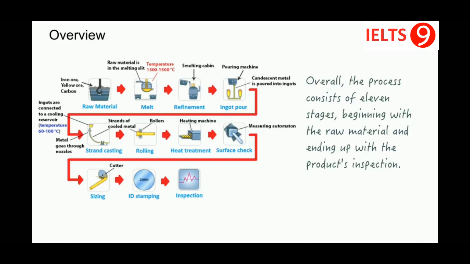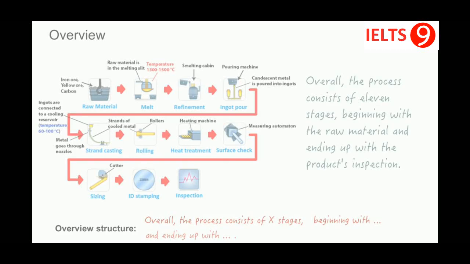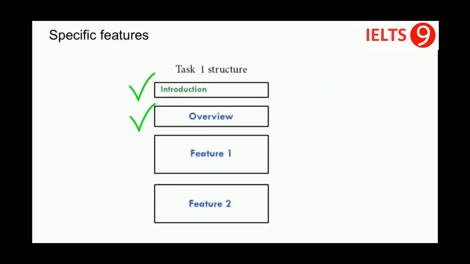Then, I gave the number of stages. I used the phrase, the process consists of 11 stages, to do that. And I also wrote how our process begins and ends. For this, I used the phrases beginning with and ending up with. So, this is how you should structure your overview. Overall, the process consists of X stages, beginning with something and ending up with something. Well, that's all with our overview, and we move on to the next paragraph. Once we have finished the overview, we should provide specific features in our next few paragraphs.